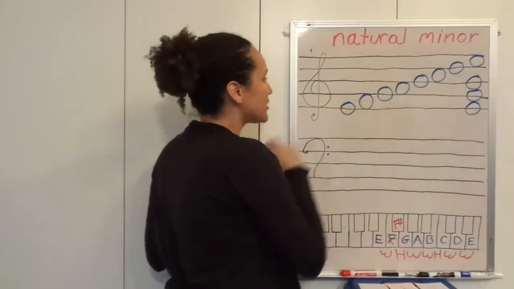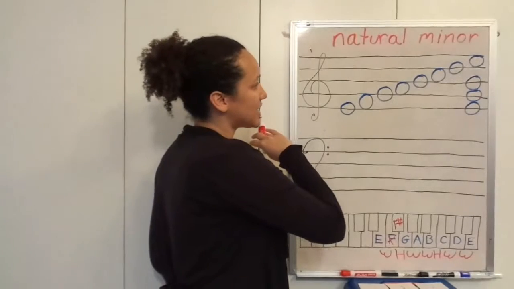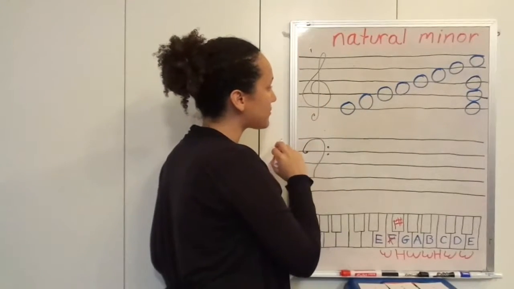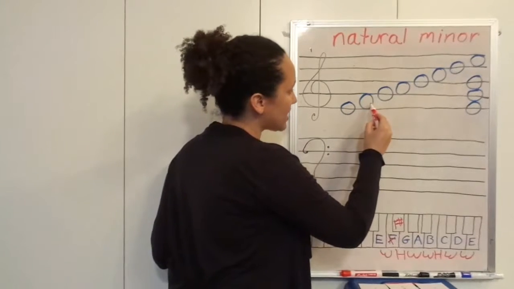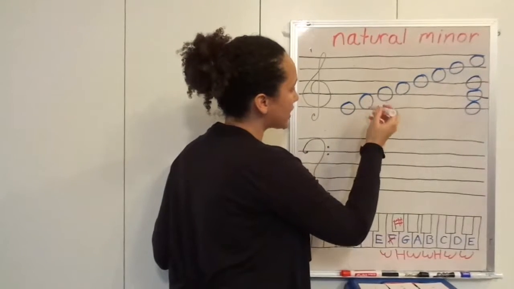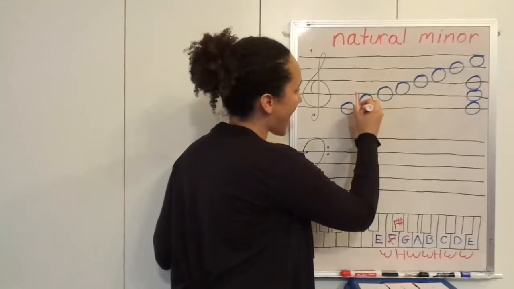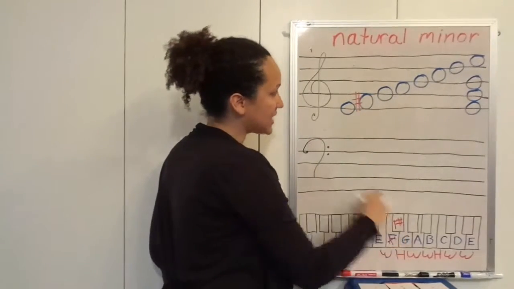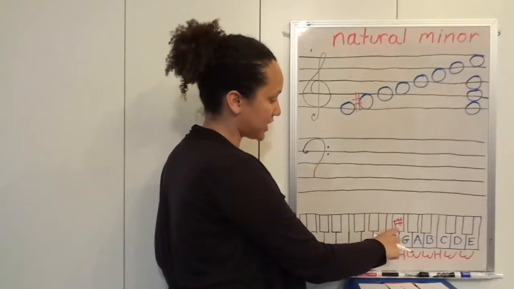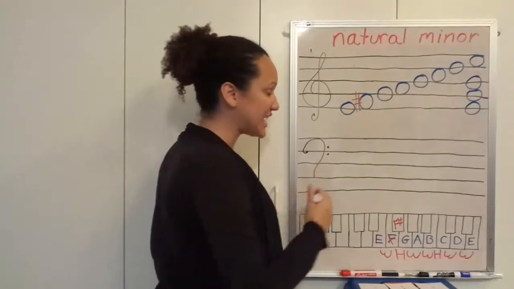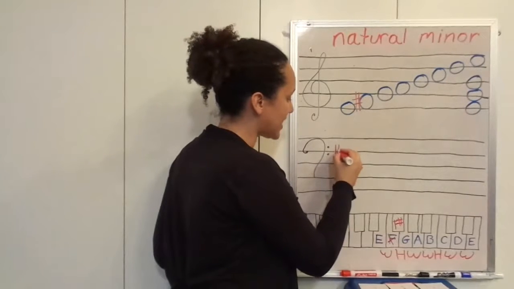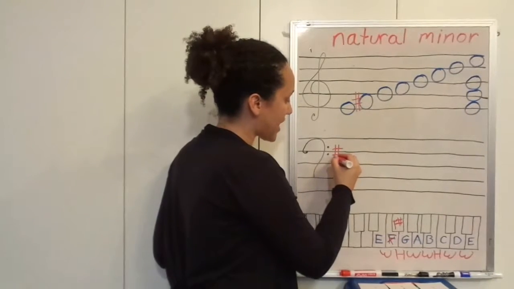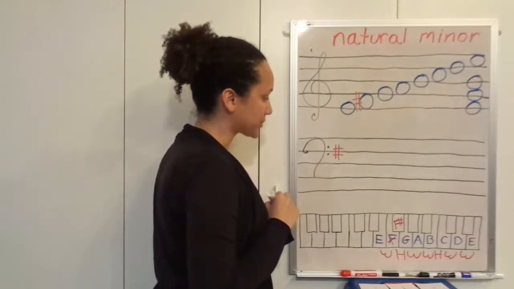Now, over here, we take a look at the staff. This is the treble clef up here. From E to F is a half step. We want it to be a whole step, so we're going to add in a sharp. That means the F is now sharped, just like over here. So what that looks like for the key signature is we're going to add in a sharp like that. And that will give us our key signature.